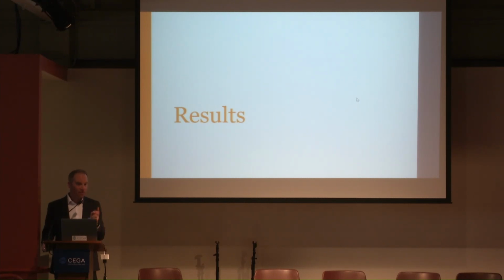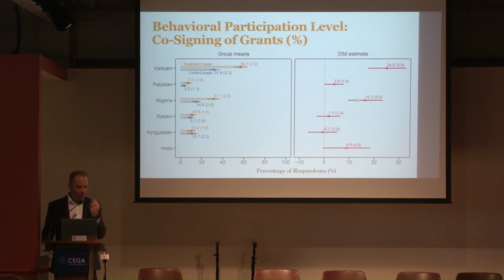You're going to see there's going to be a lot of interesting results here. So let's look at the first one, the one that I think is the straight behavioral measure of level of participation. So the way to read this is the percentage of respondents that either signed or co-signed a grant. So see in Vietnam, 32% in the control group signed or co-signed a grant, versus 56.7% in the treatment group. So that's 24.8 percentage points. So really big effect for Vietnam.